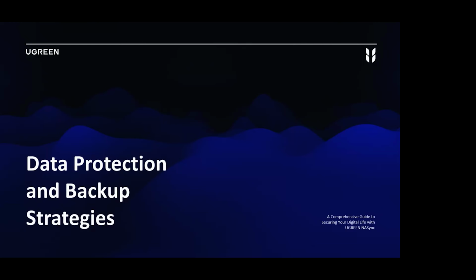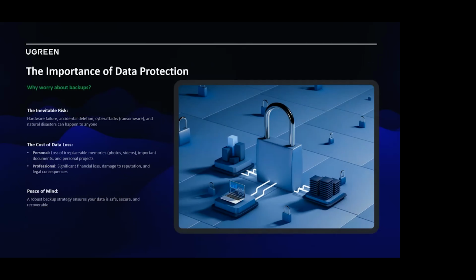All right, let's take a look at some data protection and backup strategies with UGREEN NAS. Data loss is not a matter of if, but when. Remember, these are still mechanical drives. Every mechanical drive will fail, I would say 3 years, 5 years, 6 years, 10 years down the line. So from accidental deletion to ransomware, the risks are real, which is why backup strategies are critical.